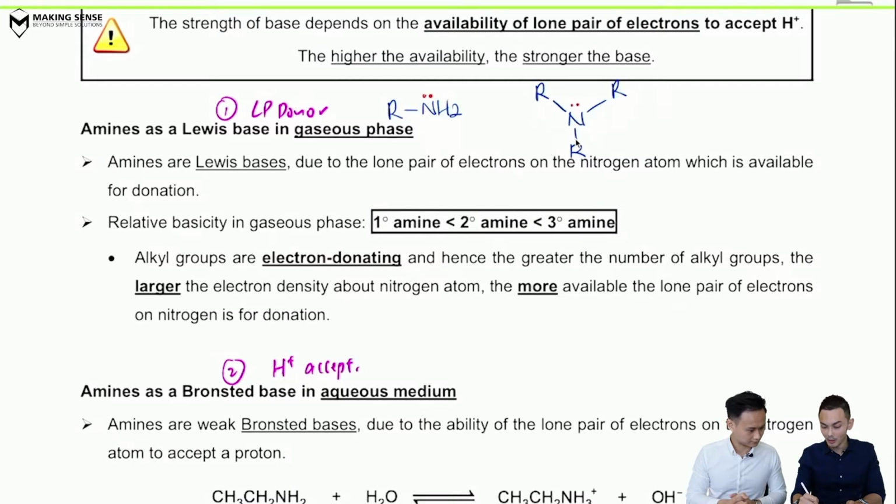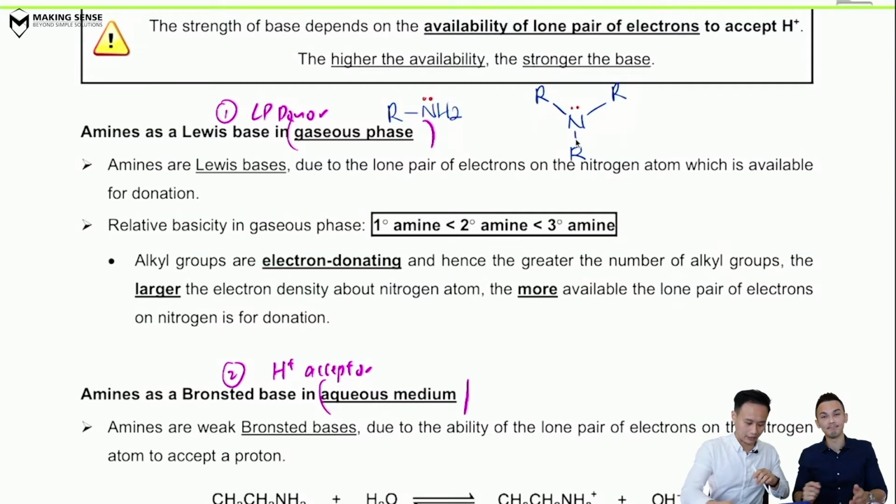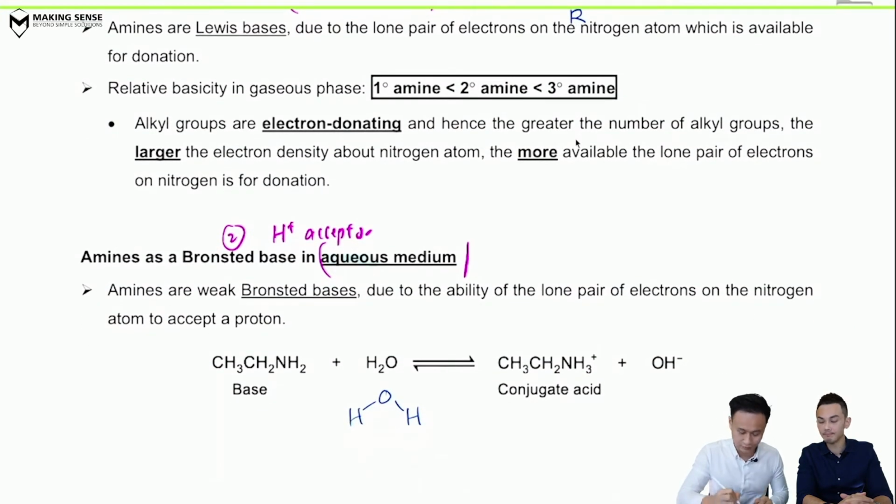Yeah. Okay, can you walk us through the difference in the gaseous phase as well as in aqueous medium? Okay, so let's think about this first, right? So I will talk about Bronsted bases first. Now, to accept a proton, there needs to be water present, right? Because water is a source of proton, we learned that. So you can see here, amines only behave as Bronsted bases when there is water present, so aqueous medium.